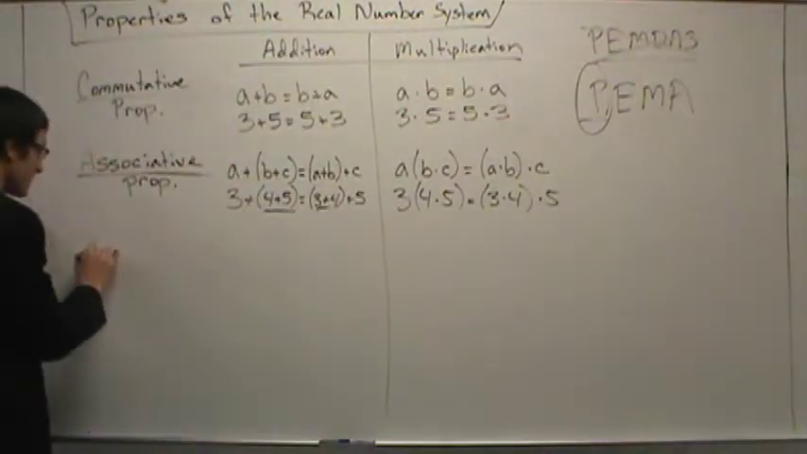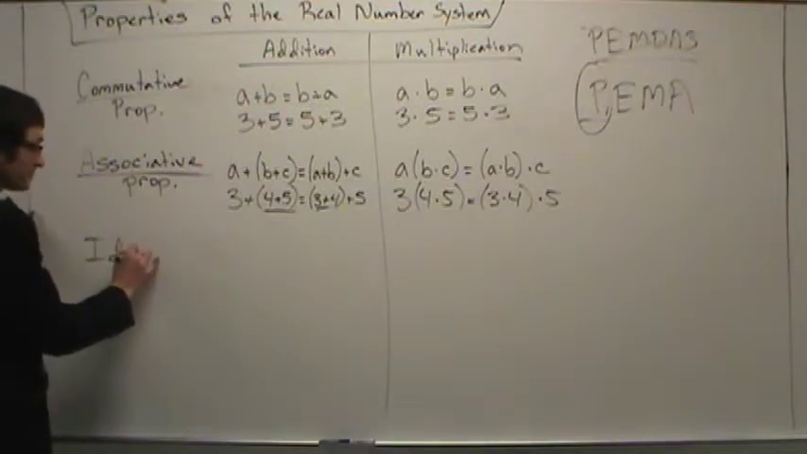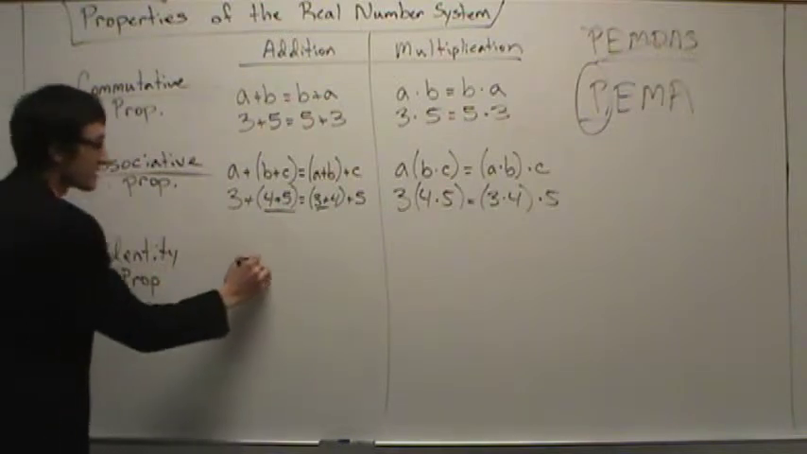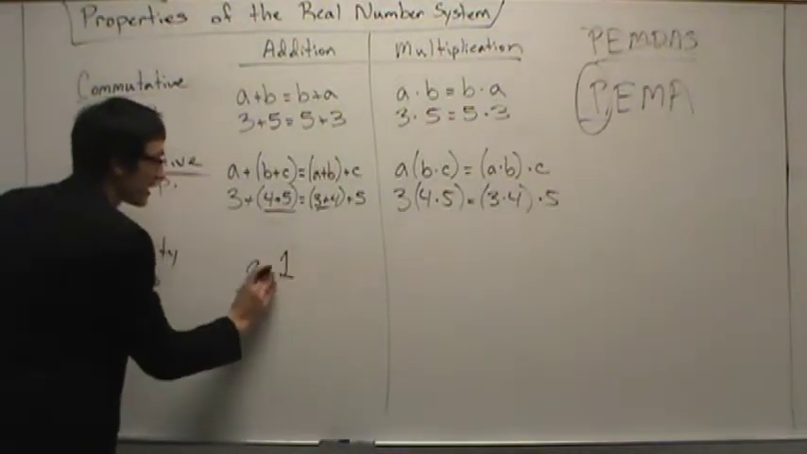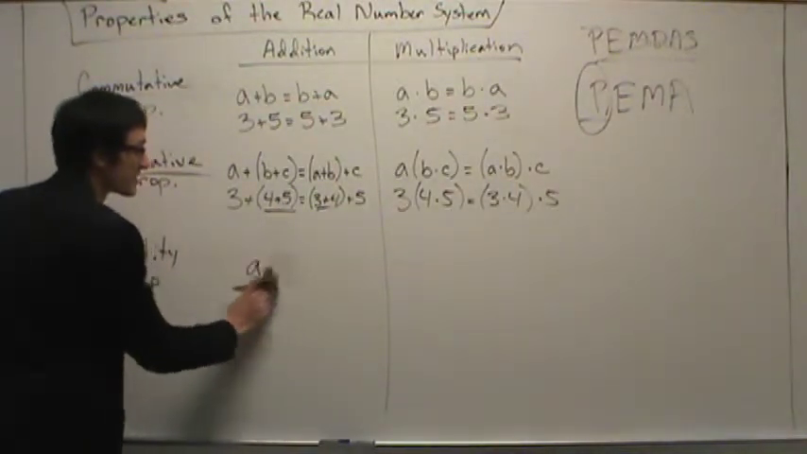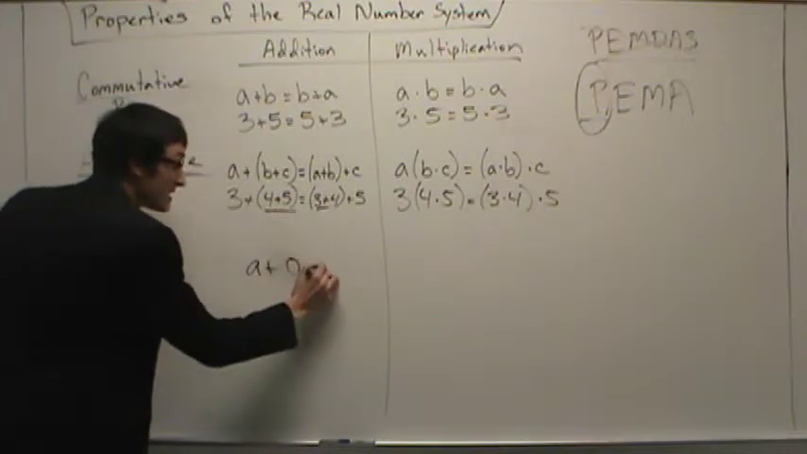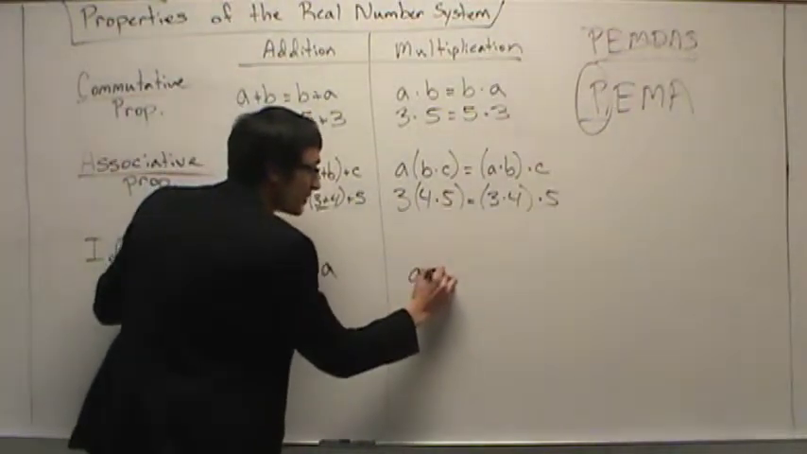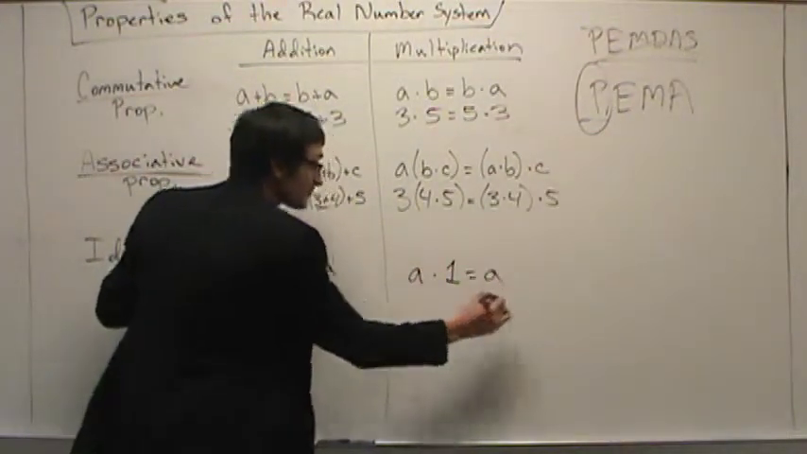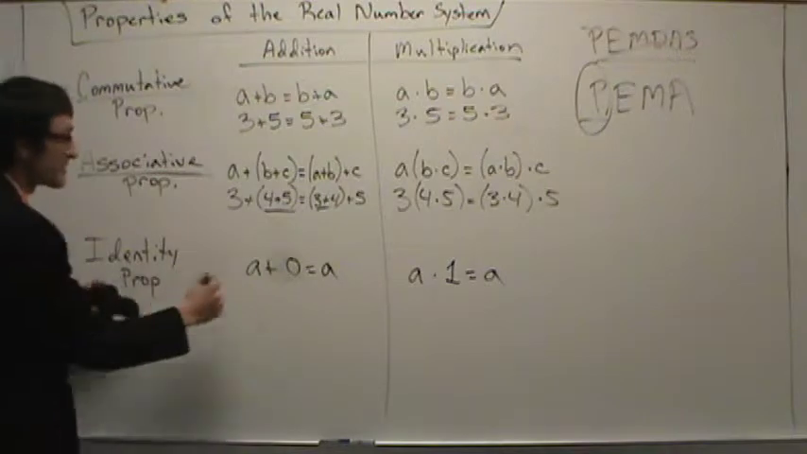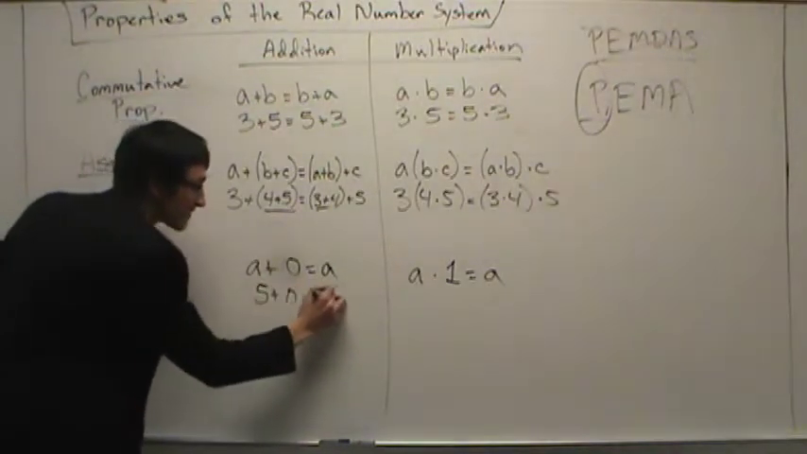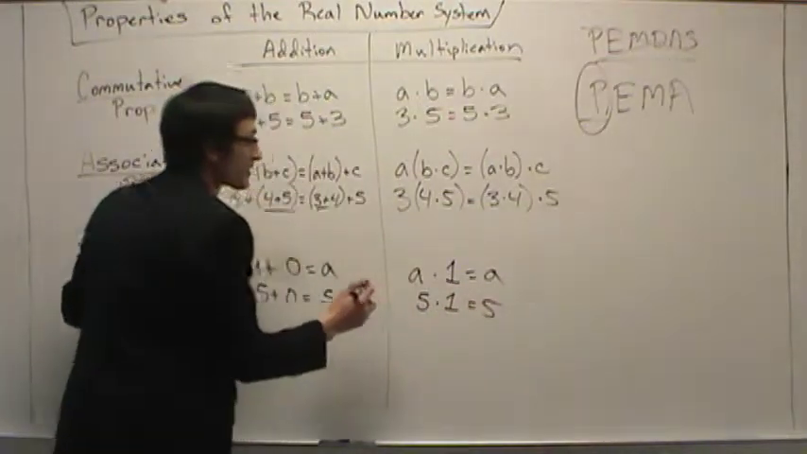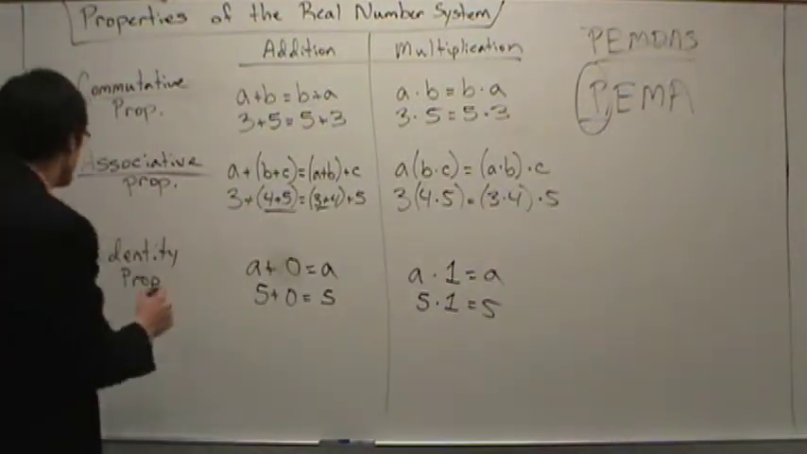Okay, now next, identity. Identity property. The identity property of addition says that A plus 0 is A. And the identity property of multiplication says that A multiplied by 1 is A. Or similarly, we can say 5 plus 0 is 5, or 5 times 1 is 5. So basically, identity, that's obvious.